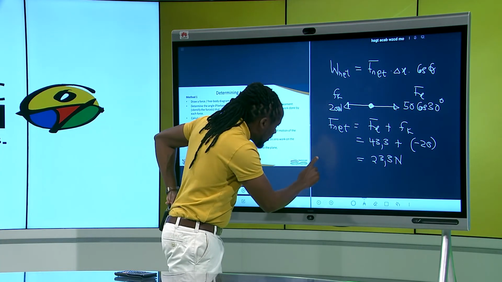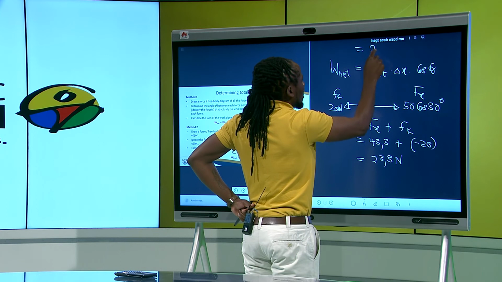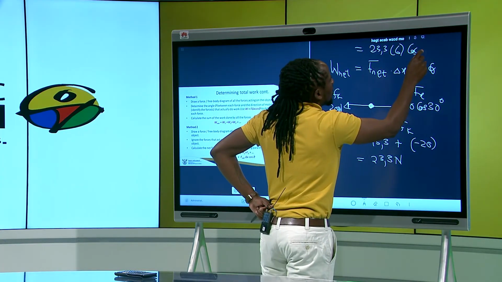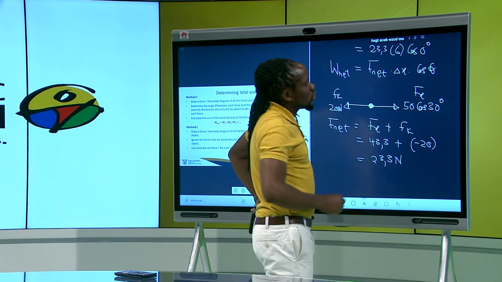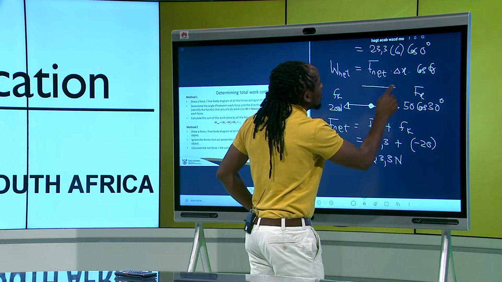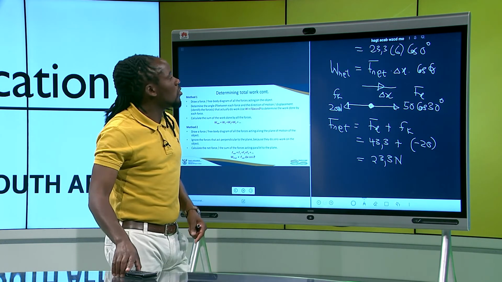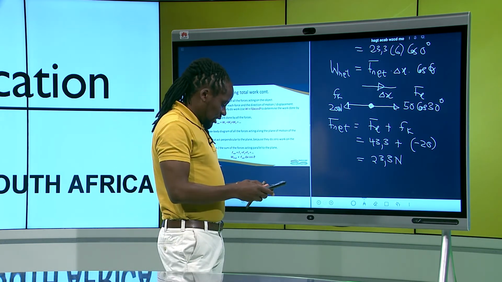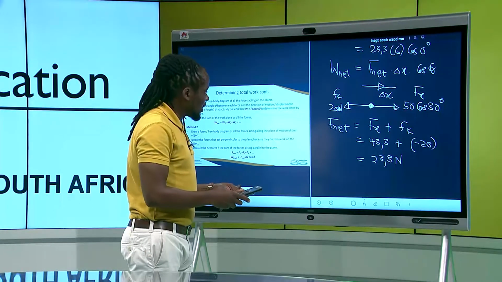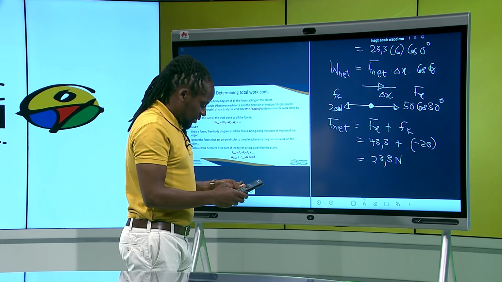Then work done by the net force becomes 23,3, which is the actual net force, multiplied by the 6 meters cosine of 0 degrees. Why did we choose 0? The 23,3 newtons is in the direction of displacement. Very, very important. So if you do that, 23,3 multiplied by 6, it will give us exactly the same answer as the one that we did times 6.